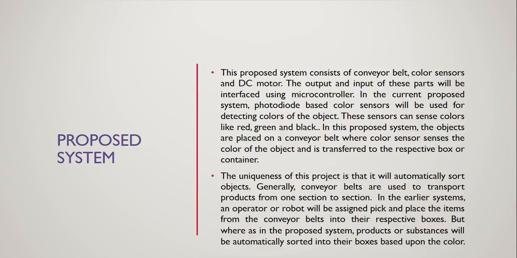In this proposed system, the objects are placed on the conveyor belt, where the color sensor senses the color of the object, and it is transferred to the respective box of the container. The uniqueness of this project is that it will automatically sort objects.